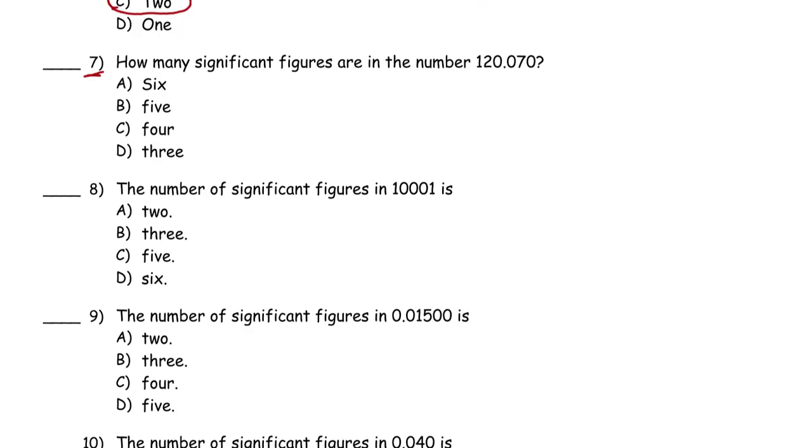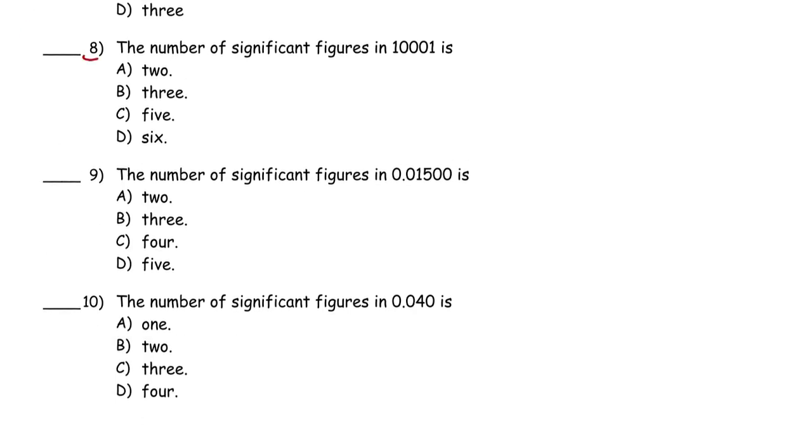Okay. Let's move to number 7. How many significant figures are in the number? Hold on. Now the zeros in between, we will count them. This zero is on the right side of the decimal point, so we count it. How many decimal places here? 1, 2, 3, 4, 5, 6. So we have 6 significant figures, letter A.